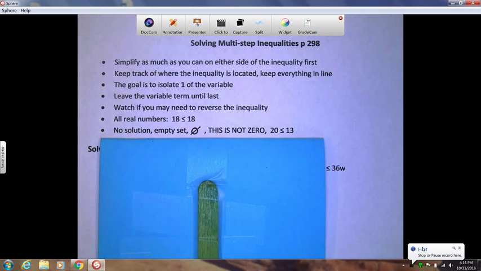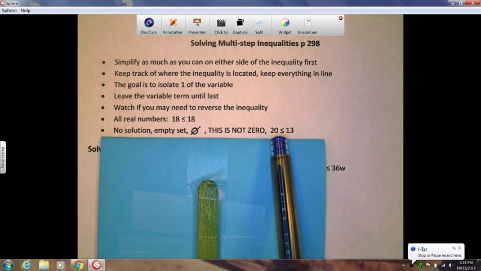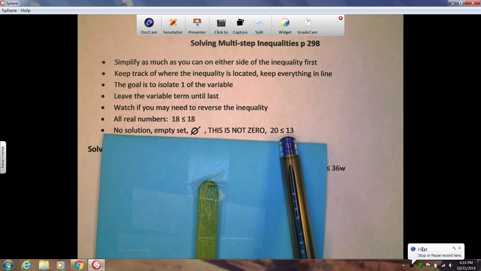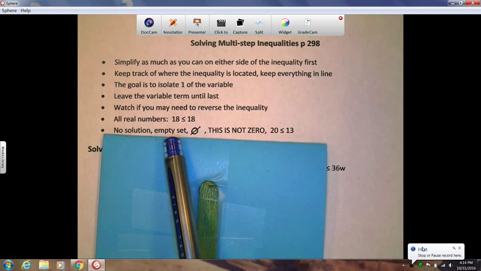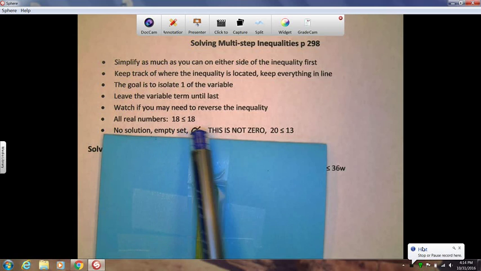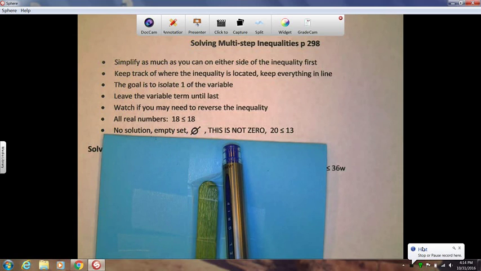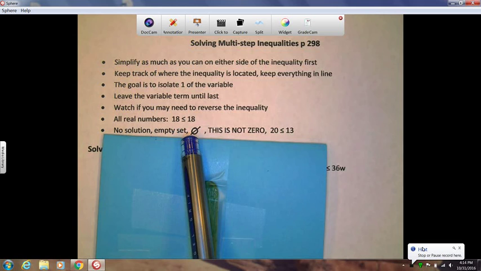Remember, you could have some that are no solution. So that's if you get something that looks like this. 20 is less than or equal to 13. That is not true. So that's the empty set. So your set of answers is empty or no solution. It's definitely not 0. Do not write your zeros like this because it means something different.